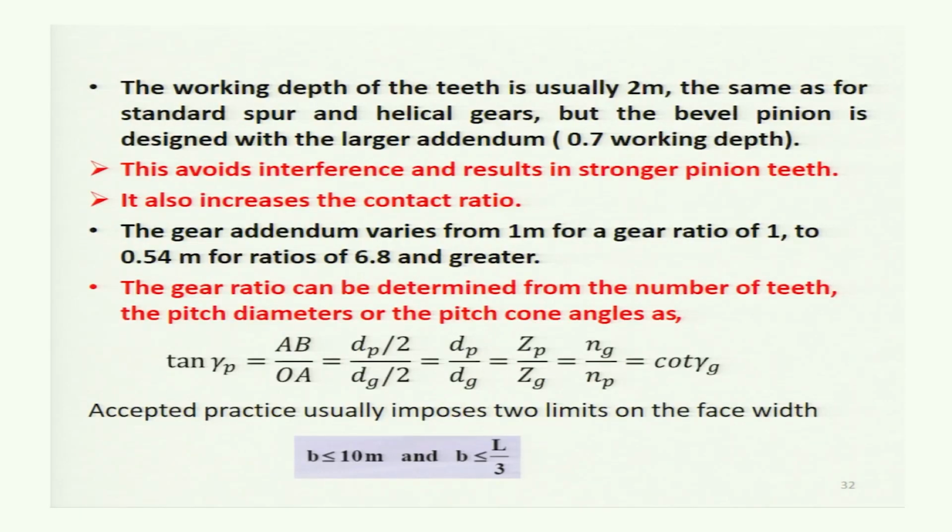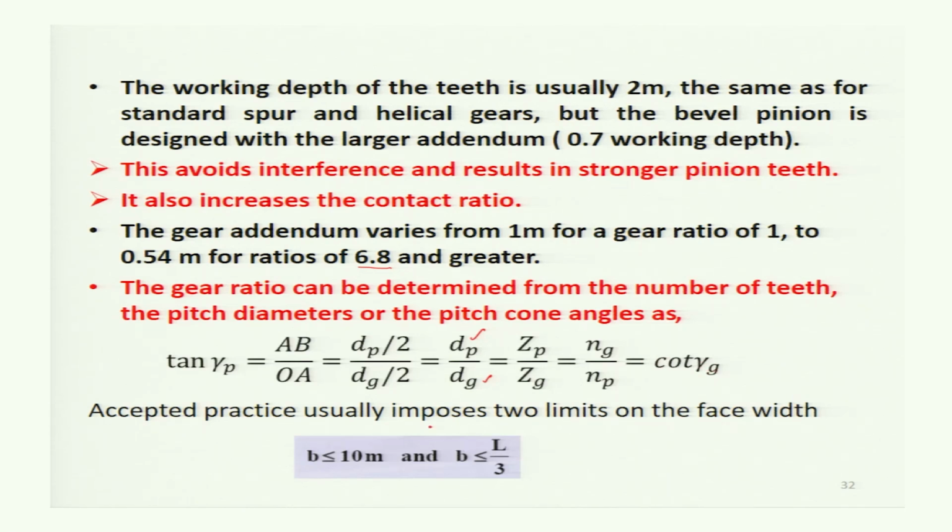The working depth of the teeth is usually 2 times module, the same as for standard spur and helical gears, but the bevel pinion is designed with the larger addendum, that means 0.7 of the working depth. This avoids interference and results in stronger pinion teeth. It also increases the contact ratio. The gear addendum varies from 1 module for the gear ratio of 1 to 0.54 module for ratios of 6.8 and greater. The gear ratio can be determined from the number of teeth, the pitch diameters or the pitch cone angles, as tan gamma p is equal to dp divided by dg, and that is zp divided by zg, and that is rpm of the gear divided by rpm of the pinion, and that is also given by cot gamma g.